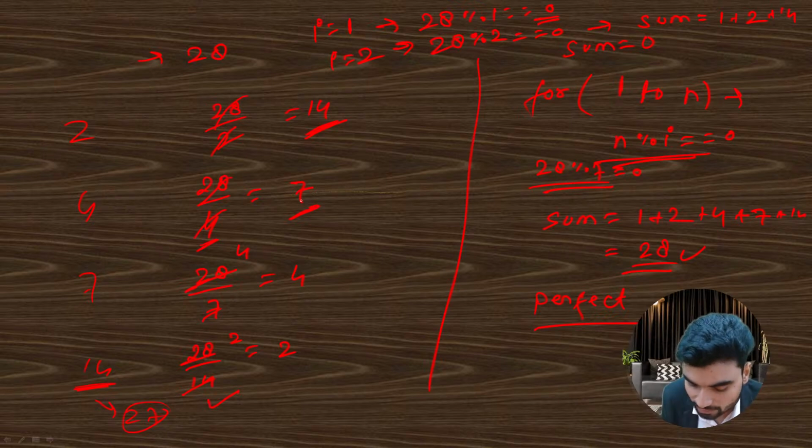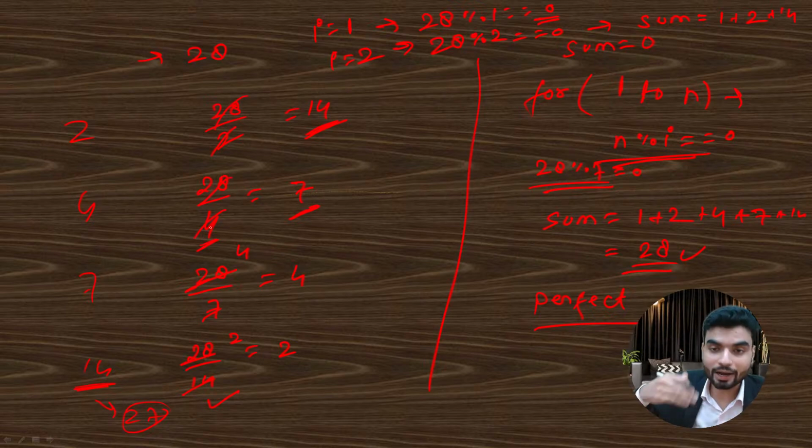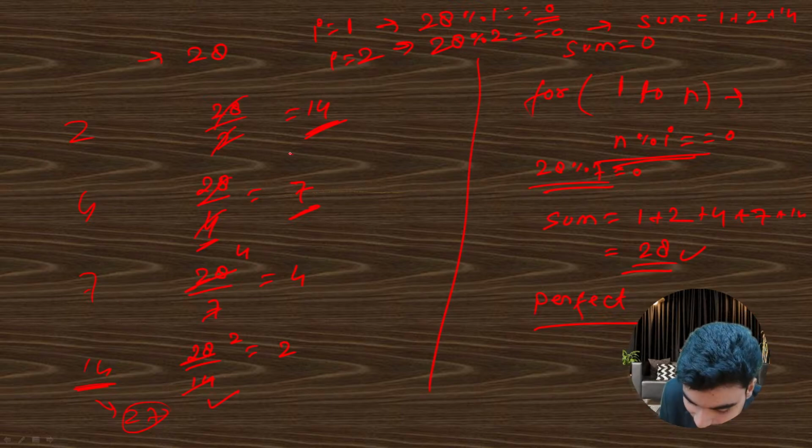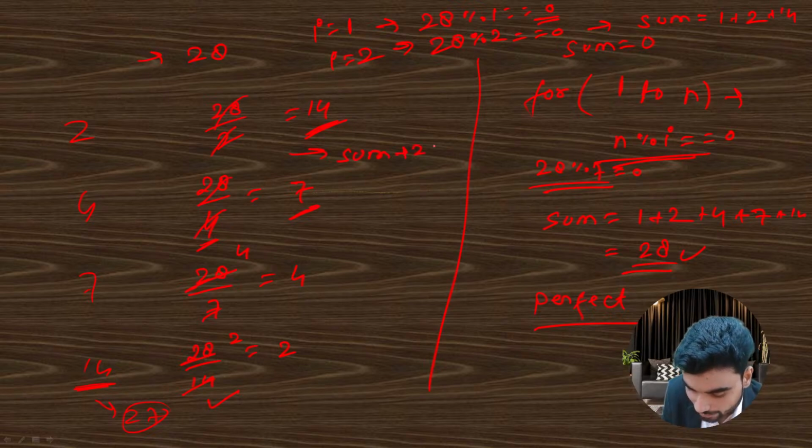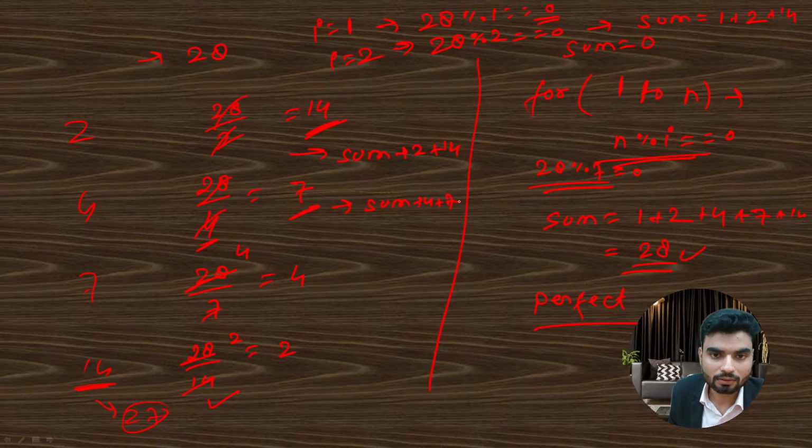Again, similarly for 7, if we were dividing by 4, we were getting 7, which means 7 will also divide 28 to get 4. Yes or no? So in place of repeating it, we can utilize it. At the same place, we can add in sum here 2 and 14. Here we can add in sum 4 and 7 together, right?